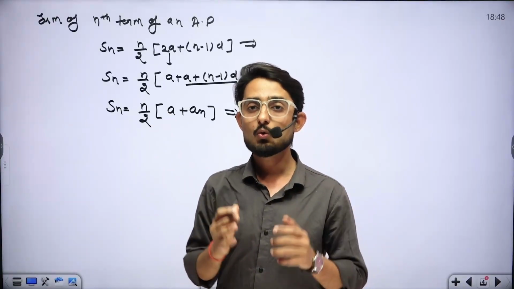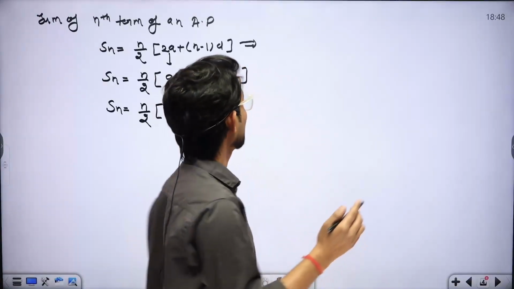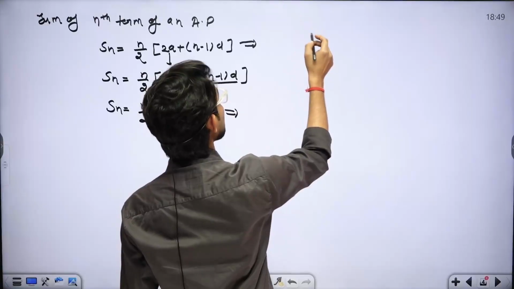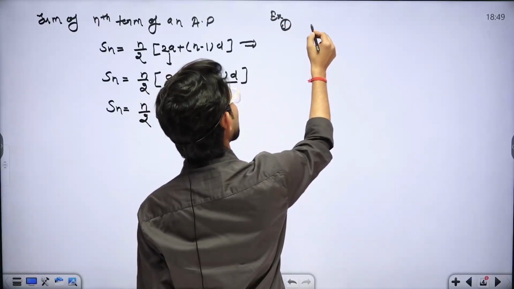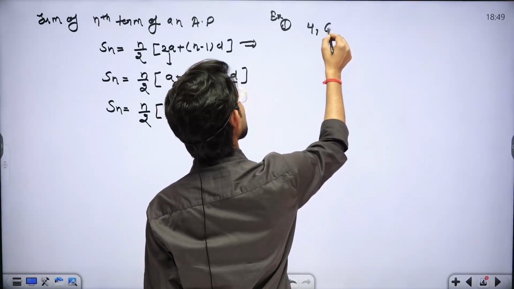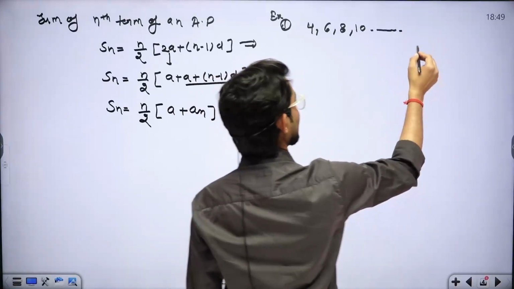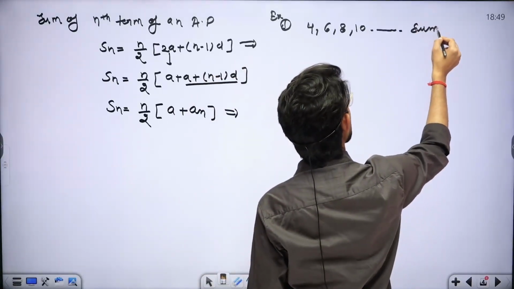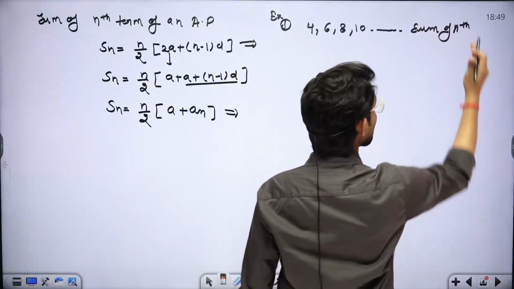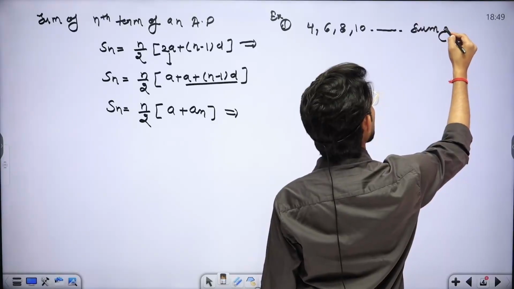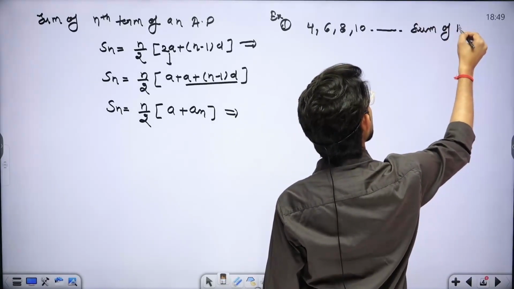Okay, so now we will take an example and try to find the sum of an AP. For example, you have given the AP 4, 6, 8 and 10. You have to find the sum of 11 terms.